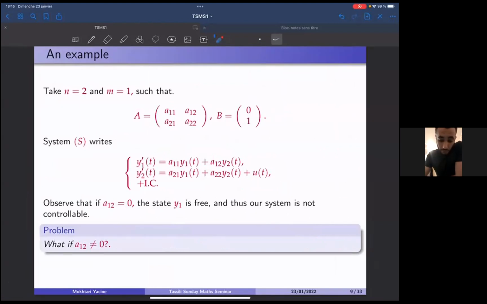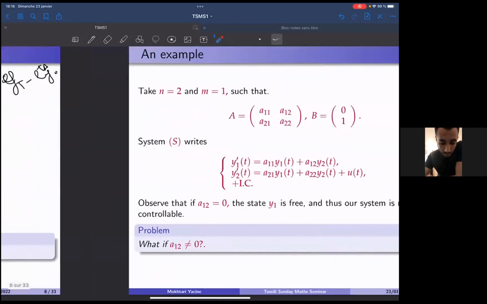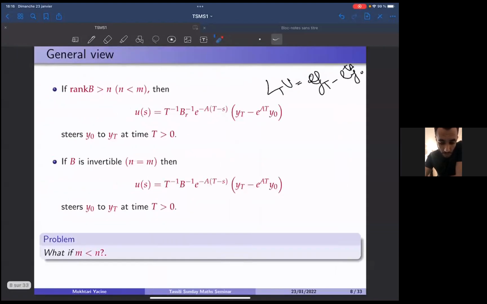To get a clearer idea, let me consider this. Yacine, sorry, can I interrupt you? Yes. Can you please go back? I didn't get it. So what is BR and what is B minus 1 in your expressions here? Okay, this BR is the right inverse of B. If we assume that the rank of B is larger than n, then the matrix is onto, and therefore, if and only if there exists a right inverse to this matrix.